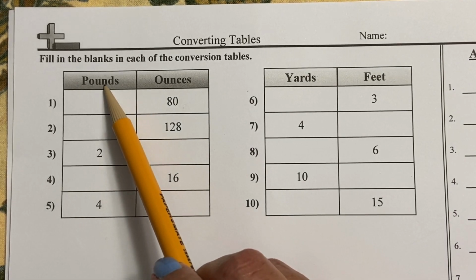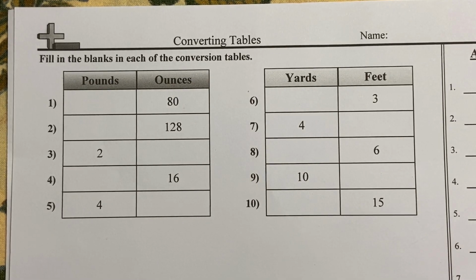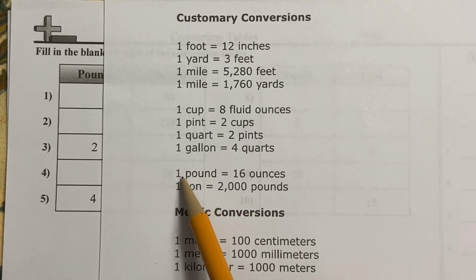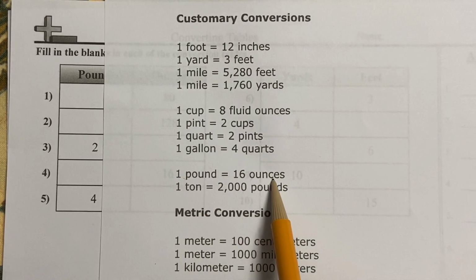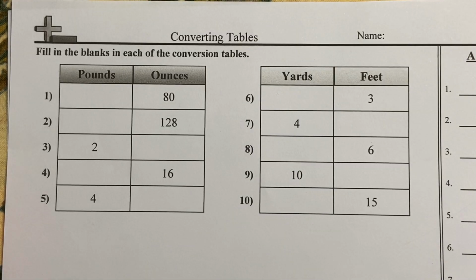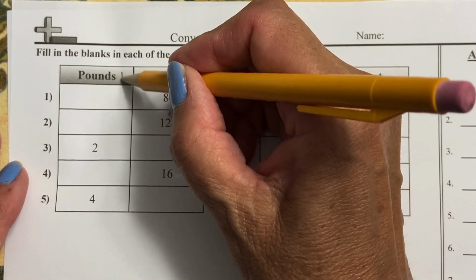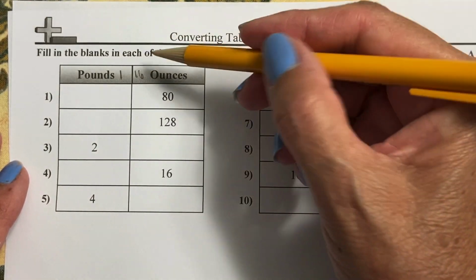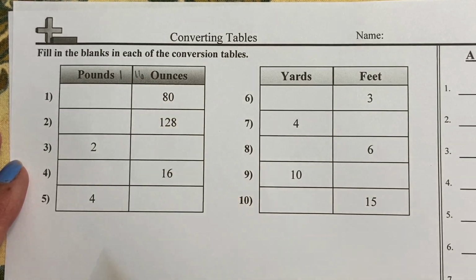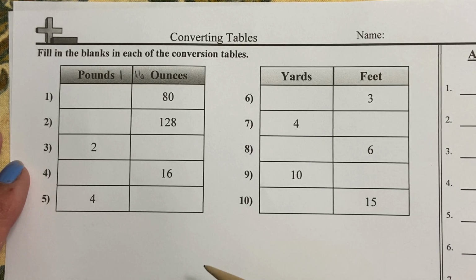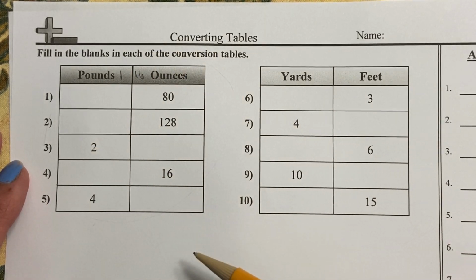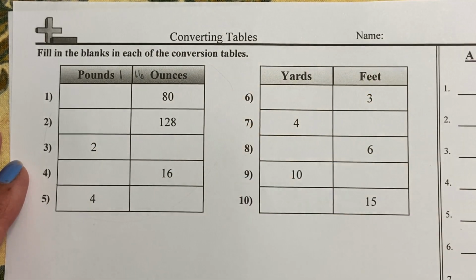When comparing pounds and ounces, I need to come over to our reference sheet and find pounds and ounces, and I know that 1 pound equals 16 ounces. So if 1 pound equals 16 ounces, I can multiply by 16 or divide by 16 in order to get the missing numbers. Well, one of these is easy to see already. I'm going to work on this whole table as a group, not necessarily go in order.